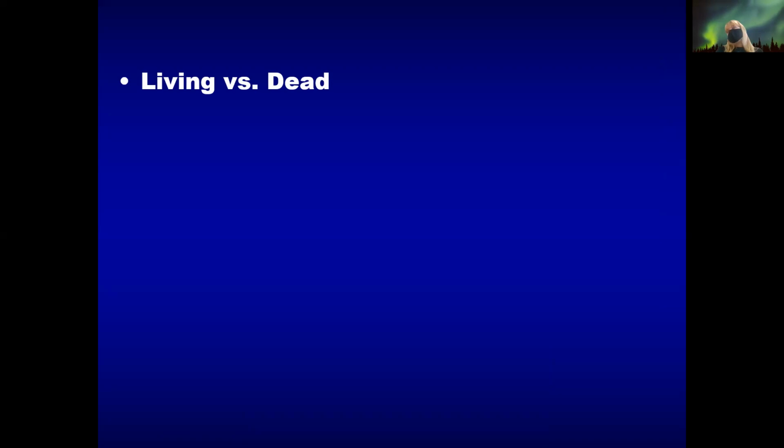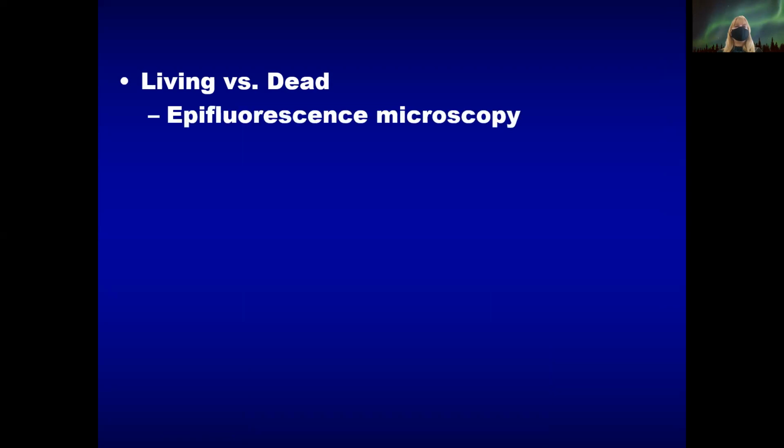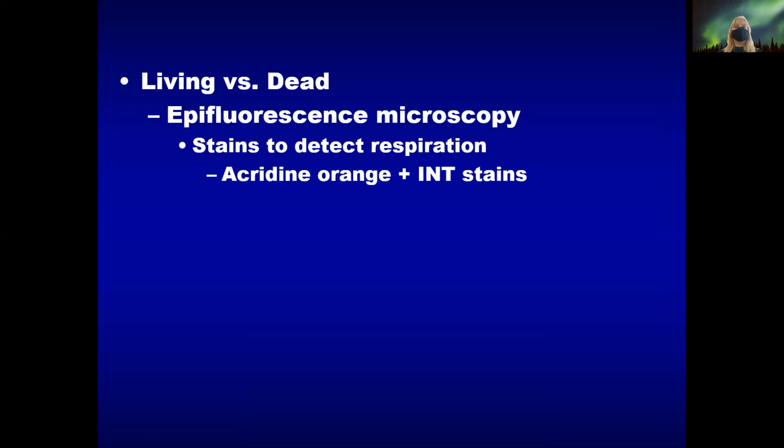One of the big questions you might want to ask is, in my samples, who's living, who's dead? You can use specific stains to detect the process of respiration. There are certain stains you can add that will pick up on that: acridine orange, and the INT stains are used for that. Again, I'm not really asking you to memorize what stains do what, more that you just understand there are stains available that can detect respiration.